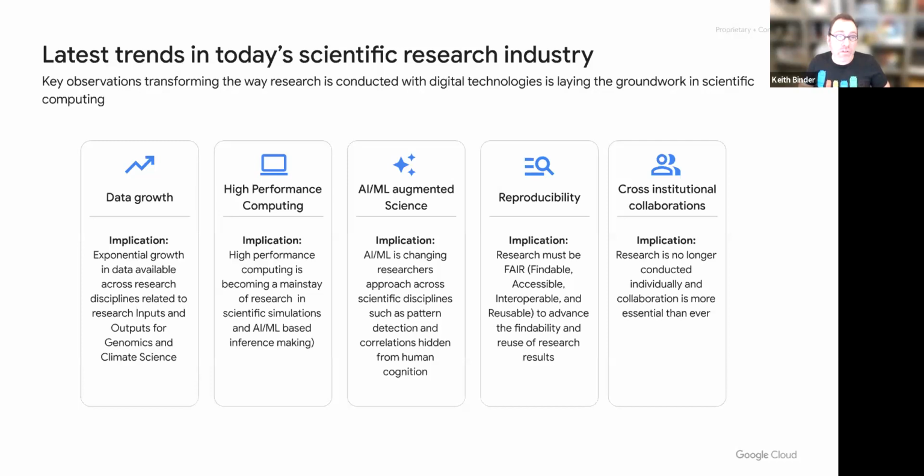And research is only as good as someone who can validate the findings. So reproducibility has always been a big trend, but I think it's top of mind now when you look at the NIH's FAIR principles, right? Research has to be findable, accessible, interoperable, and reusable. And then lastly, we've seen that a lot of these research endeavors that are going on are no longer isolated to a single PI or group of researchers, but they expand across multiple institutions and multiple PIs and multiple groups of researchers, which requires that cross-institutional collaboration.